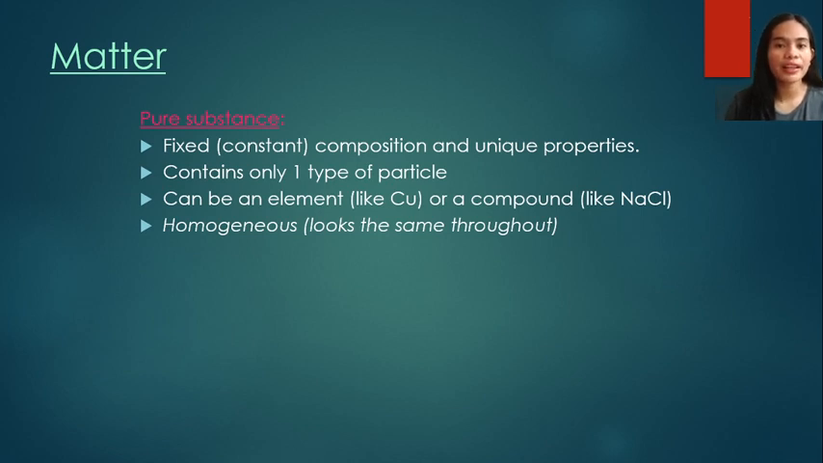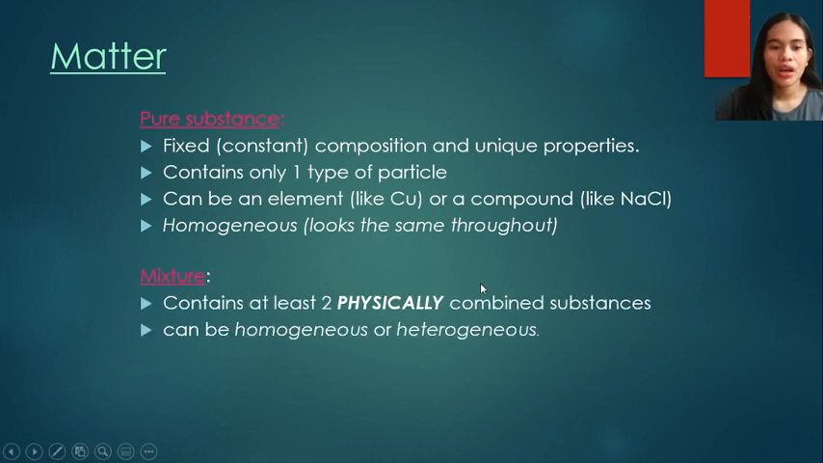If it's copper, it's copper all throughout. If it's silver, it's silver all throughout. It can't be silver at first here, then copper here, and so on. It doesn't work like that. We also have here mixture. Matter is also classified as either pure substance or mixture. When we say mixture, they contain at least two physically combined substances.